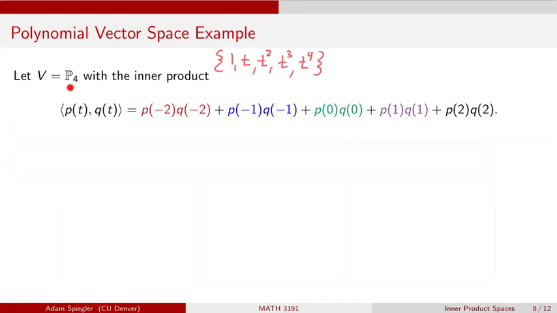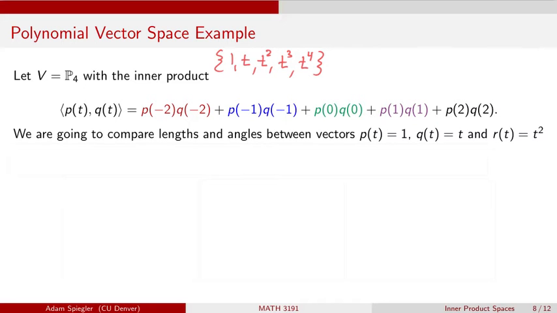And this vector space P4 has a standard basis, which consists of 5 polynomials: the polynomial 1, t, t squared, t cubed, and t to the 4th. So taking any linear combination of these vectors, we can generate any polynomial of at most degree 4. So what we're going to want to do on the next slide is compare lengths of some of these vectors in our basis and determine whether some of these basis elements are orthogonal to each other.